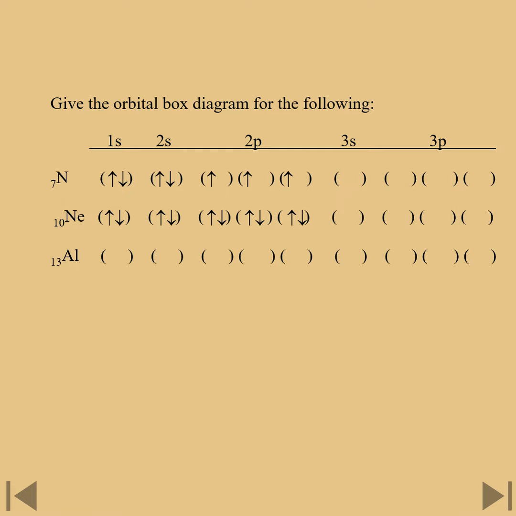Okay, aluminum has 13 electrons. Well, we're going to fill up the 1s. 1 up, 1 down. We're going to fill up the 2s. 1 up, 1 down. And we're going to fill up the 2p. So each of the 3 gets 1 up and 1 down. There's 10. I still got 3 more, so I'm going to fill my 3s. So 1 up and 1 down. 1 more. So let me just put into one of those 3 orbitals.